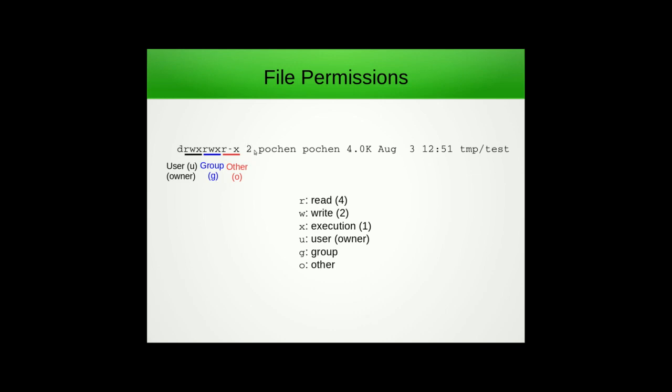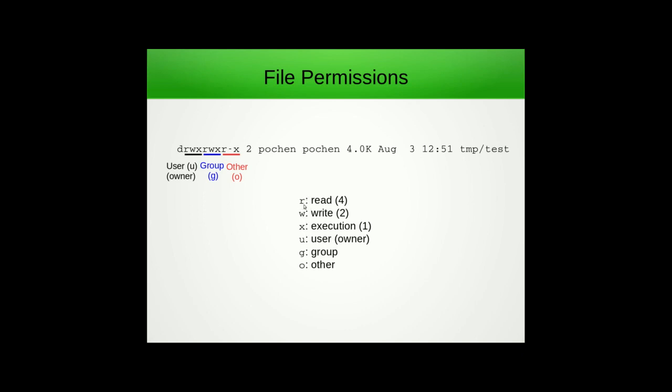We talked about the second column, which is a number indicating how many hard links to this particular directory. For a file, it means how many hard links, and for a directory, it means how many subdirectories, including the dot and the dot-dot directories. And then that's the user account, the username, then the group name, the size of the directory, and then the last date it was modified or created.